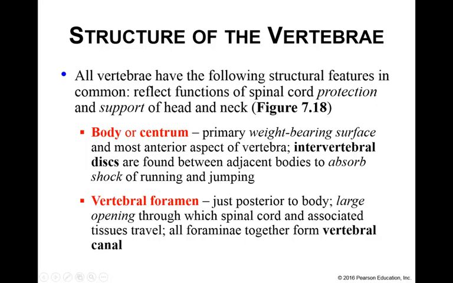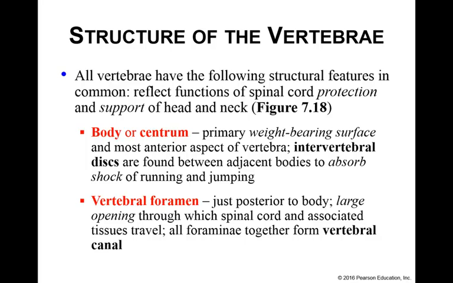All right, so let's look at the structure of the vertebrae. All vertebrae have these following features in common. They reflect the functions of the spinal cord protection, and of course they help support the head and neck. So all of them are going to have a body, or sometimes it's called a centrum. This is the weight-bearing surface. It is also the most anterior part of the vertebrae. The intervertebral discs are found between the bodies that absorb shock of running and jumping.